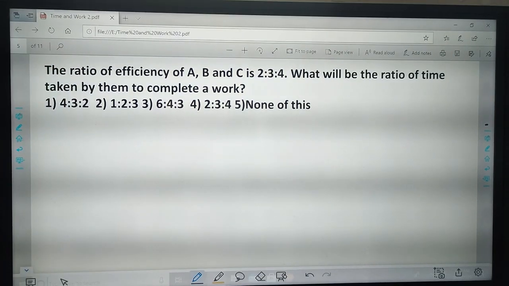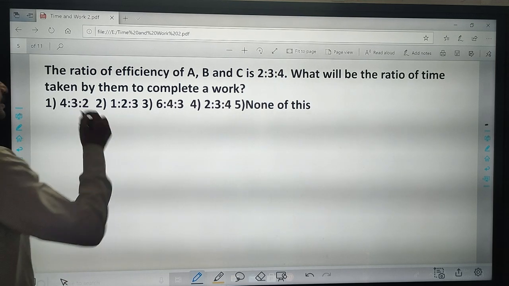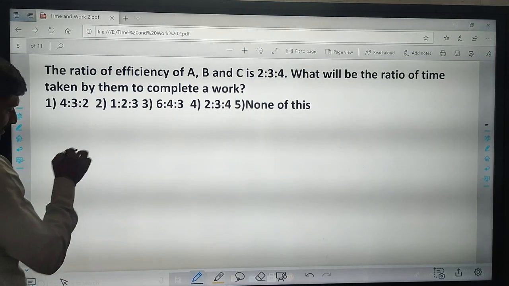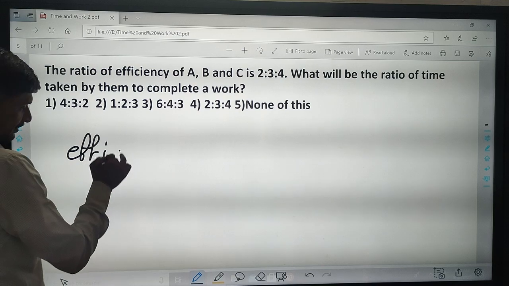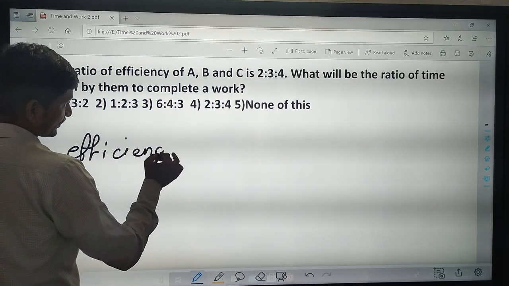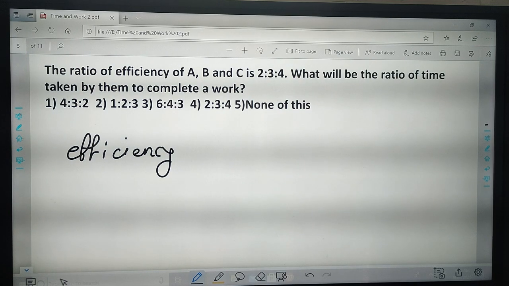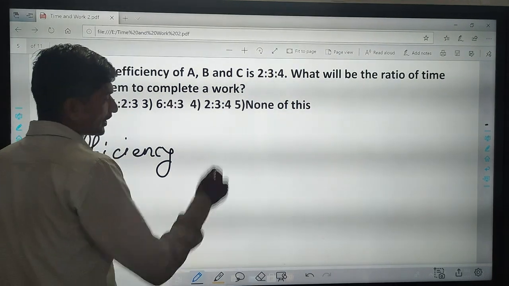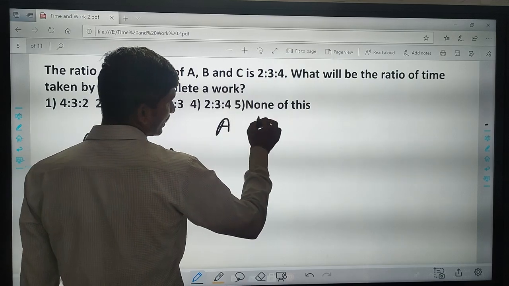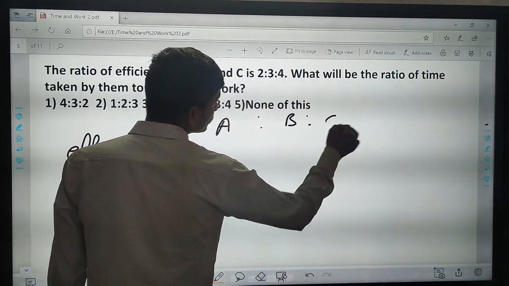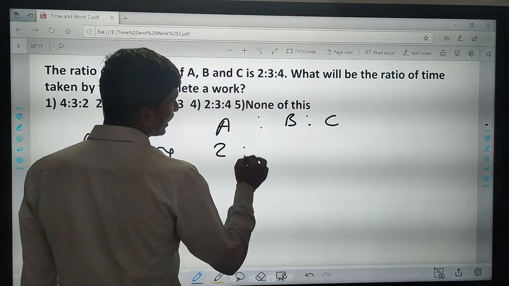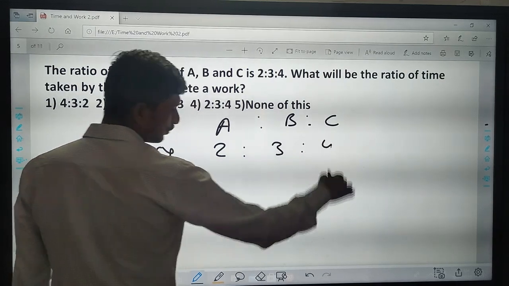See, the ratio of efficiency of A, B, C. Efficiency means ratio of work. Here the ratio of efficiency of A to B to C is 2 to 3 to 4.